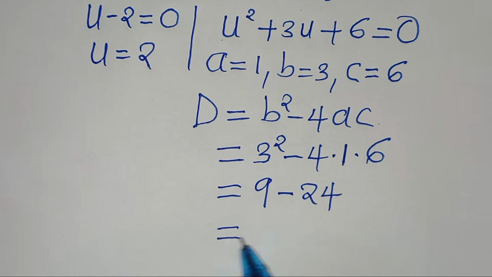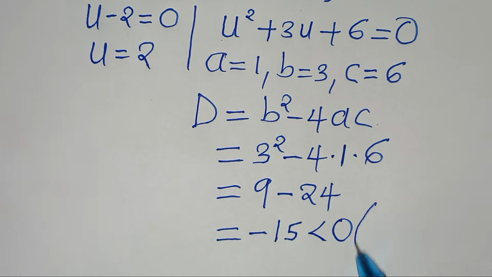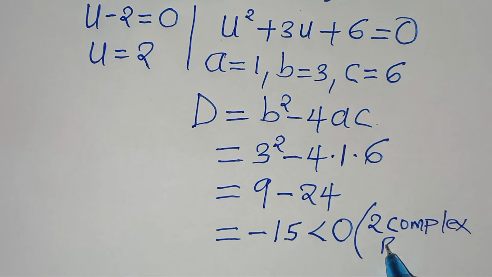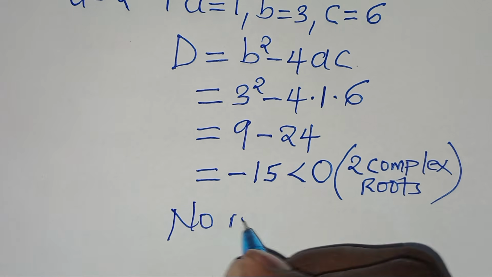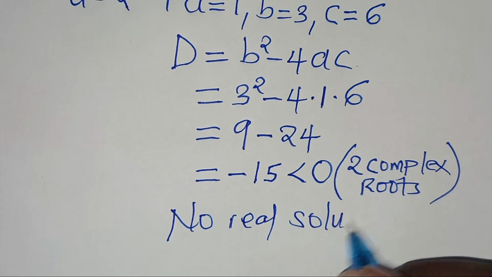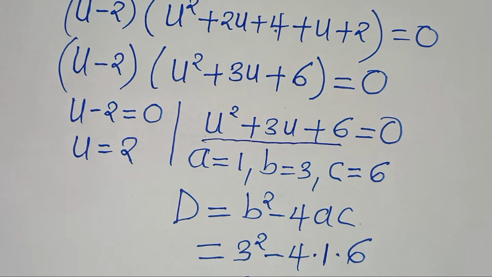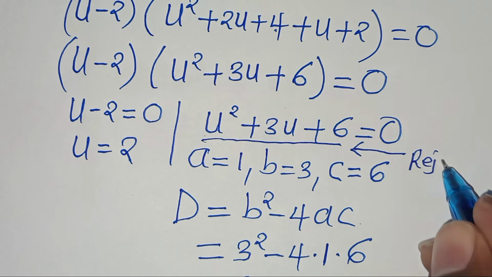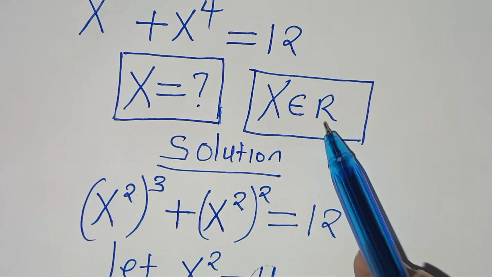And this means that what we have here is negative 15, which is less than 0. So what this indicates is that we have two complex roots. We have got two complex roots here, and therefore there is no real solution that can be obtained from this quadratic equation. So this quadratic equation is rejected, given that x is an element of real numbers.